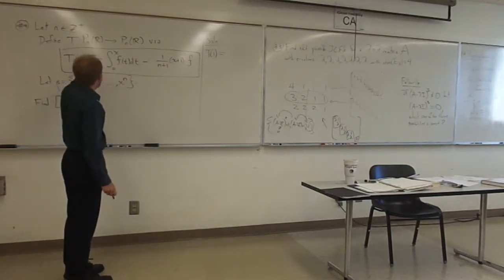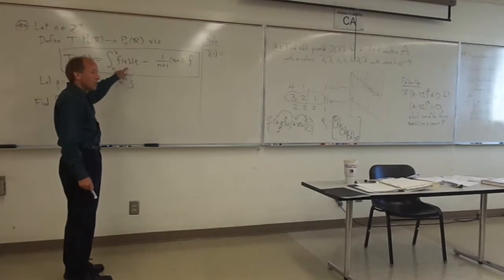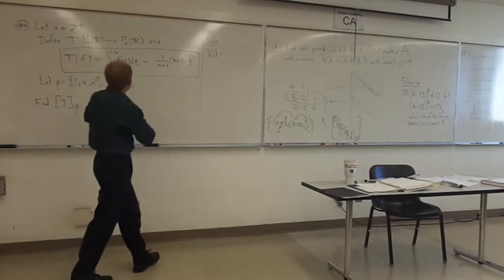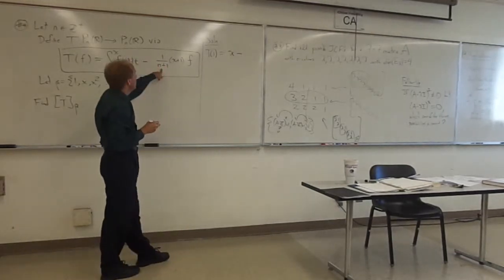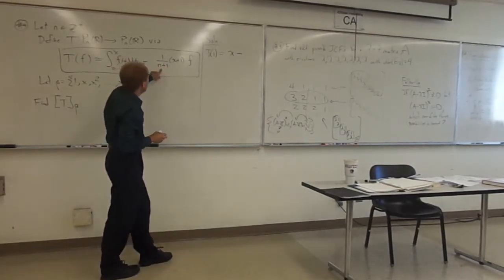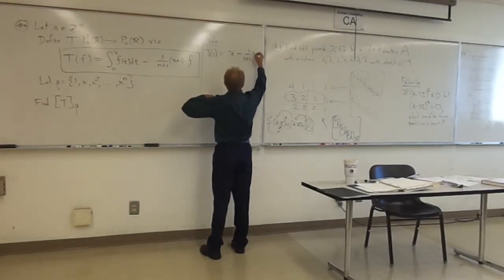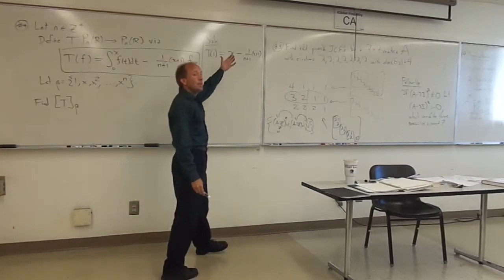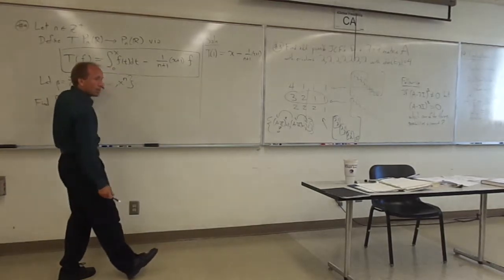T of 1, I have to integrate from 0 to x of dt. Well, that just gives me t evaluated from 0 to x, which is just x, right? So I get x minus, and then I have this part, 1 over n plus 1 times x plus 1. So that's my answer. Now I have to rewrite that answer as a linear combination of my basis again.